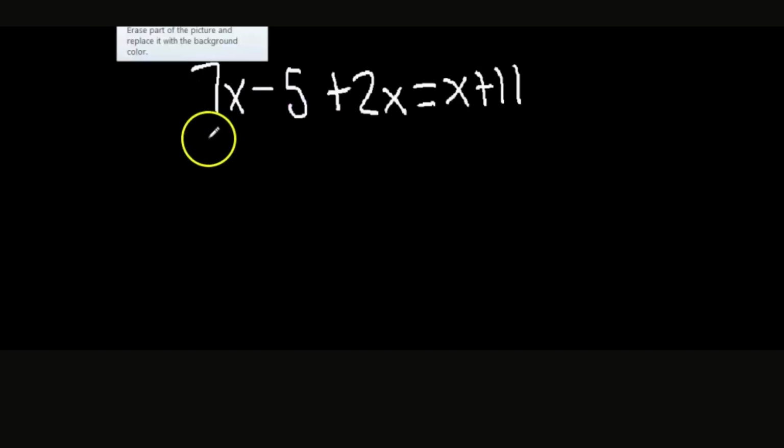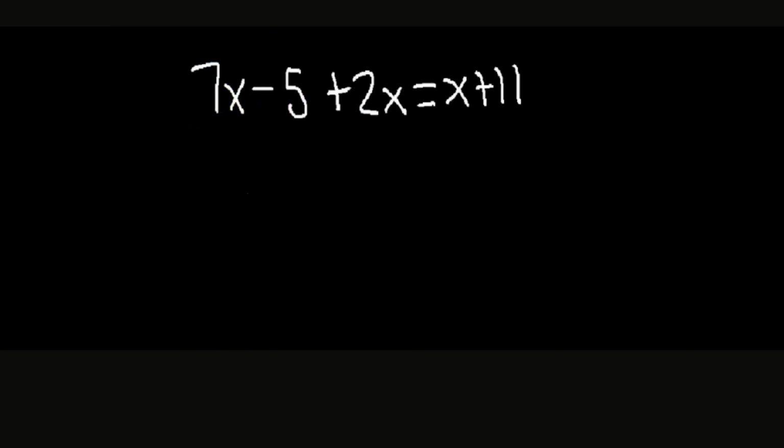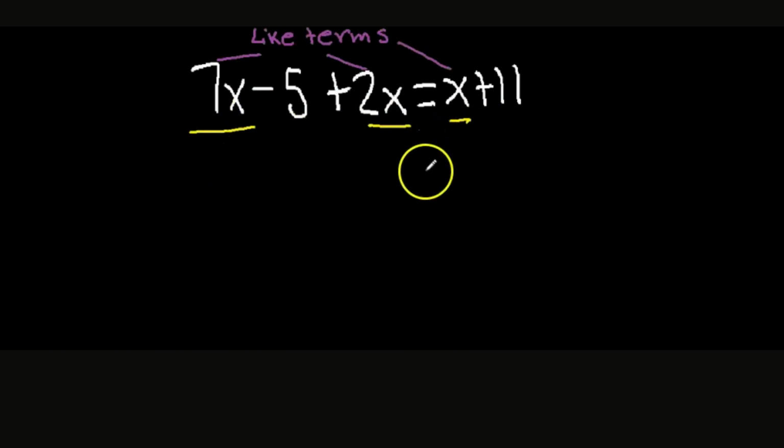This question is going to have variables on both sides. As you can see, it says 7x here and 2x here, and there's also x on here. So the variable x is on both sides. Feel free to pause the video and try to answer this question. 7x, 2x, and x are all like terms. If you don't know what like terms are, or if you forgot, you can watch my latest video on like terms.